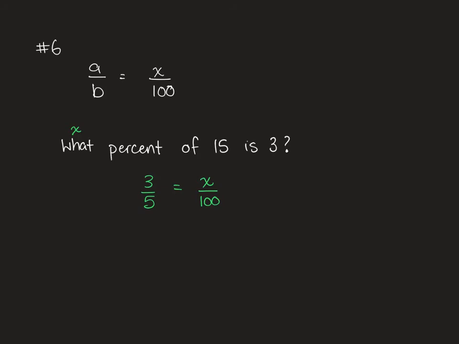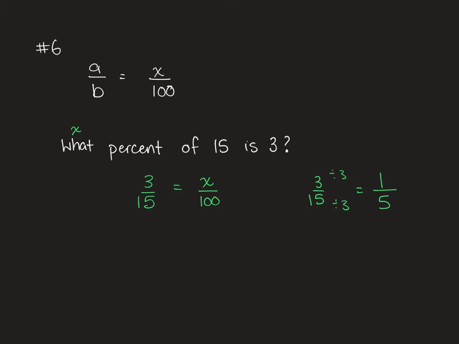The second step they ask for is to solve by first writing a out of b in lowest terms. So what can I divide 3 and 15 by? We're going to divide them both by 3. So that gives us 3 divided by 3 is 1, and 15 divided by 3 is 5.